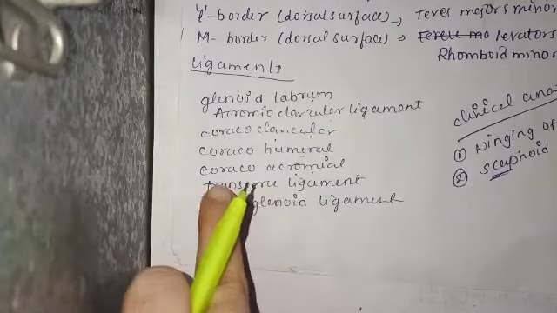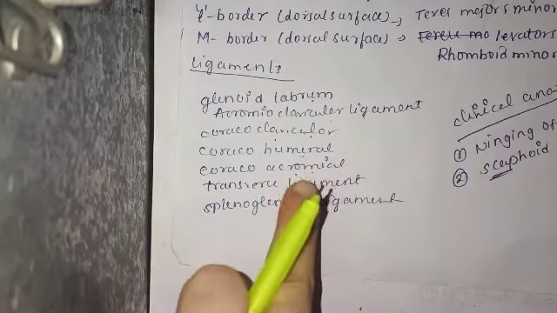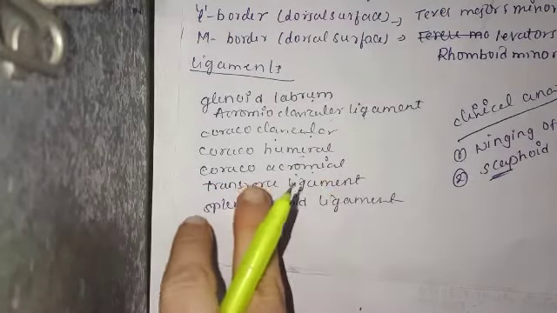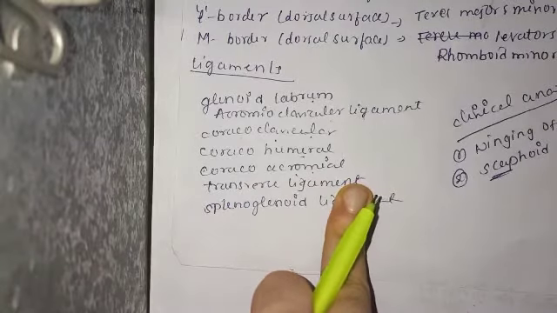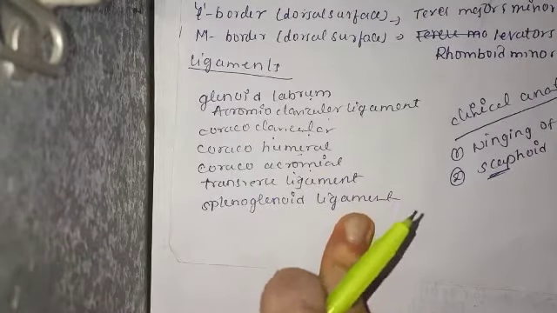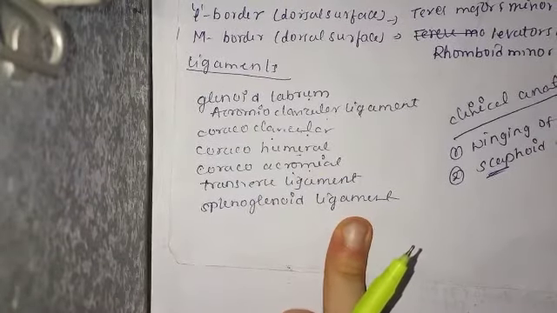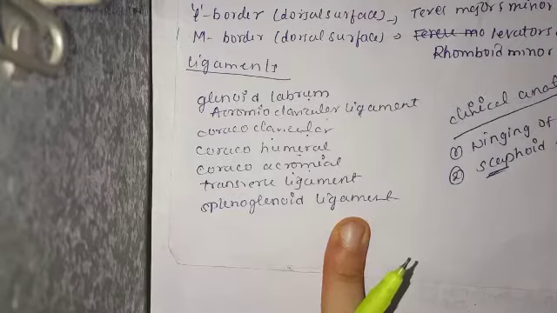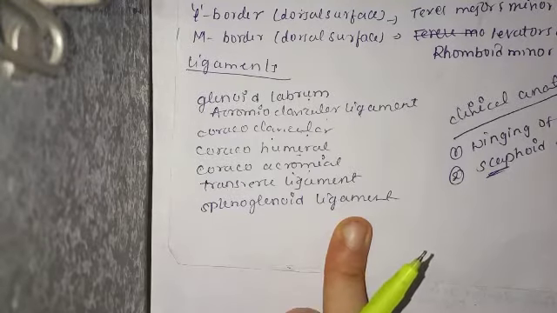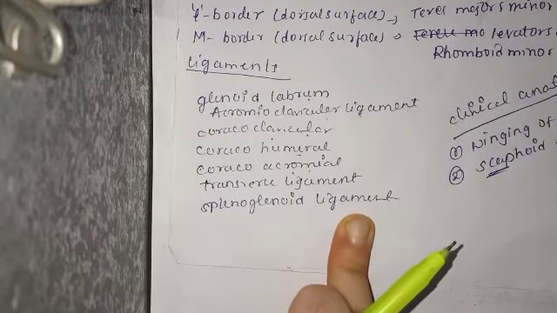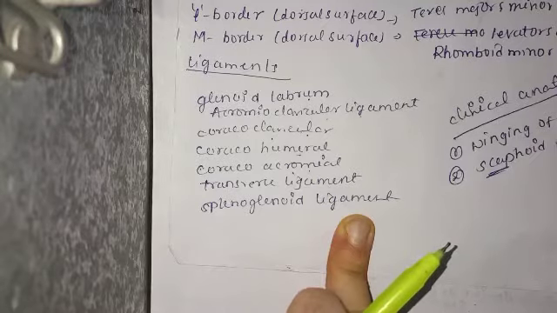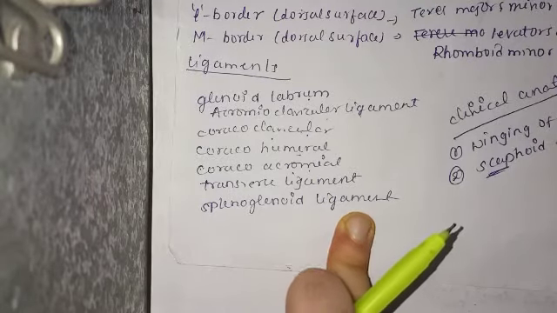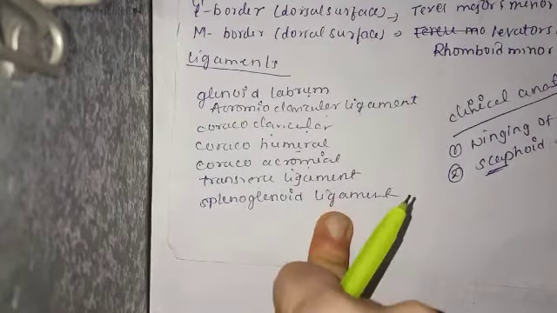The coracoacromial ligament is present at the coracoid process and the acromion process. The transverse ligament is present at the suprascapular notch and it converts it into a foramen which transfers the suprascapular nerve. The suprascapular vessels lie above this ligament only.